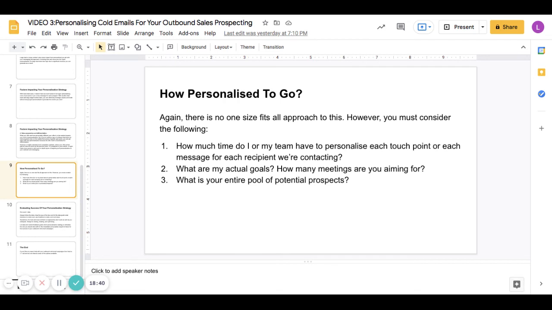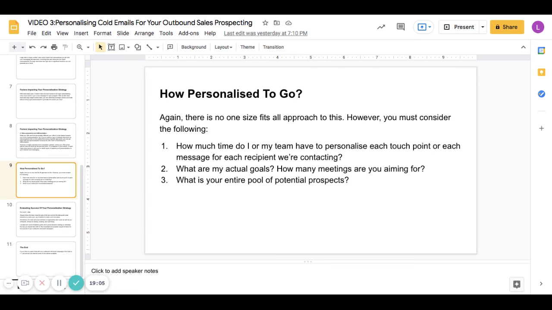Another thing you want to look at is, what are your actual goals? What are your targets? How many meetings do you need? How many sales do you need to hit your revenue goals? Do you need to sign up 2 clients this month at $4,000 each? Okay, then how many meetings do you need? What's your sales close rate?